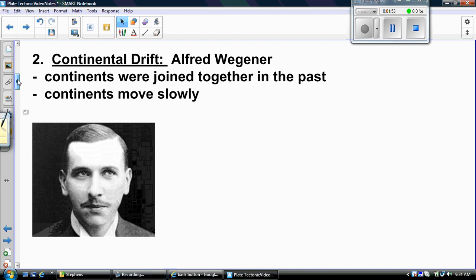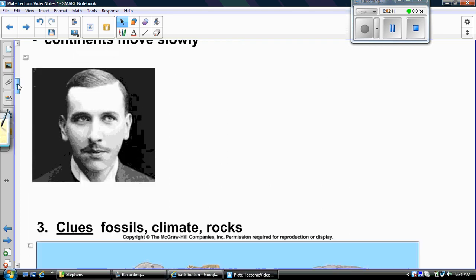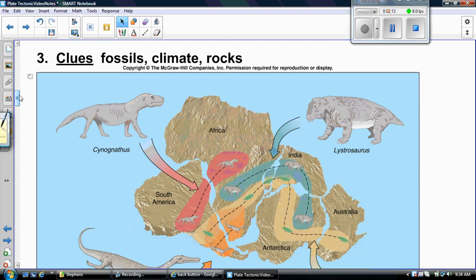Okay, so he started to try to prove this theory that continents used to be together in the past and formed Pangea, and then they moved. But people didn't understand, well, why would our continents move? So he did not know why they moved, but he was able to show evidence that they did move. The evidence that he found that continents move came from fossils, climate, and rocks.